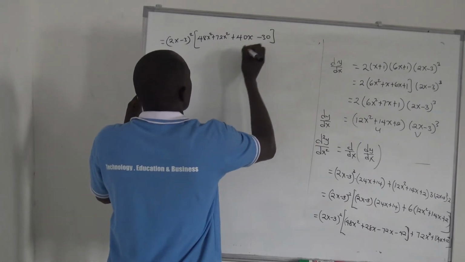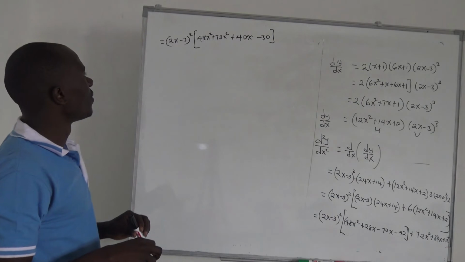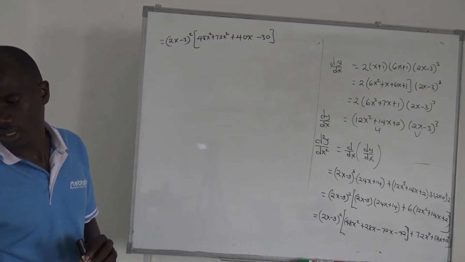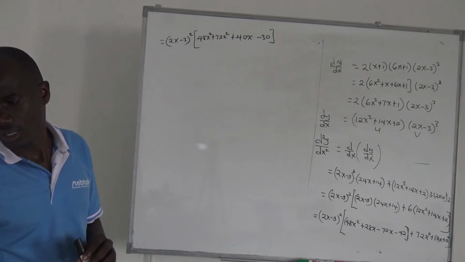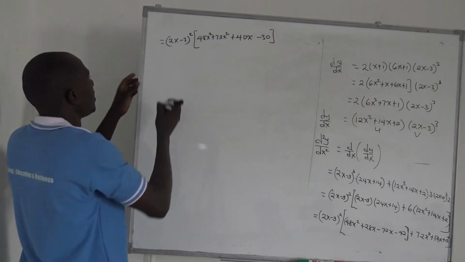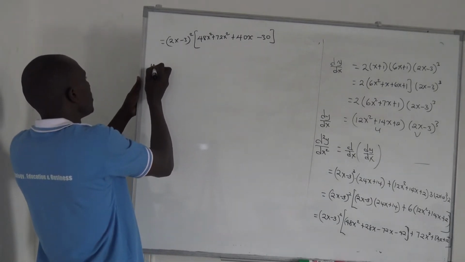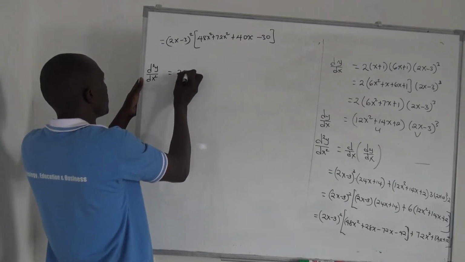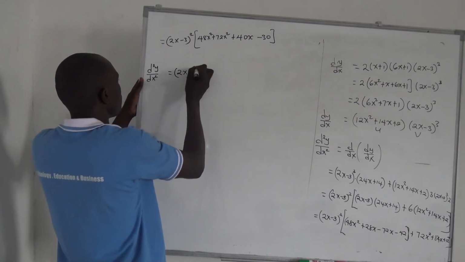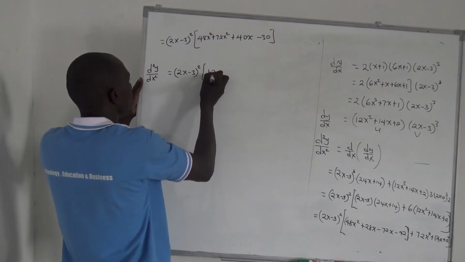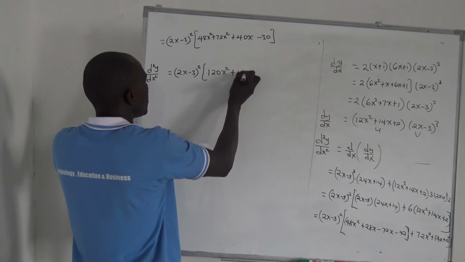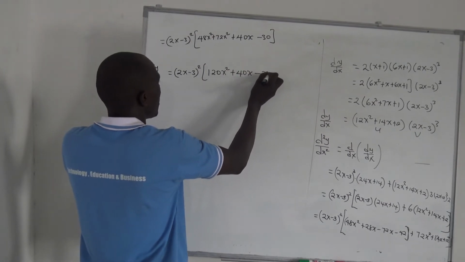Minus 30. So we go ahead. 48 plus 72. What are we getting? We are getting 120x squared. So our d2y dx squared goes 2x minus 3 squared into 120x squared plus 40x minus 30.